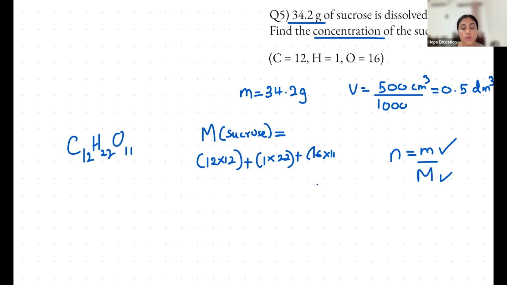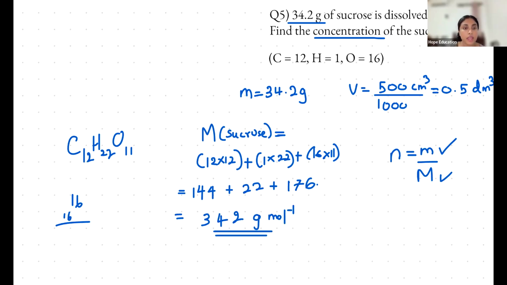So 12 times 12 is 144, plus 22, and 16 times 11 would be 176. So 6 plus 4 is 10, 10 plus 2 is 12, 1 remaining; 4 plus 1 is 5, 6, 7, 7, 14, 1 remaining; 2, 3. That is 342 grams per mole.